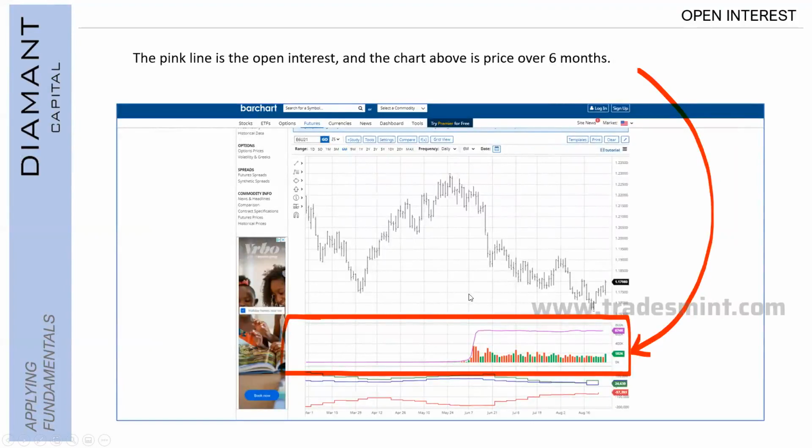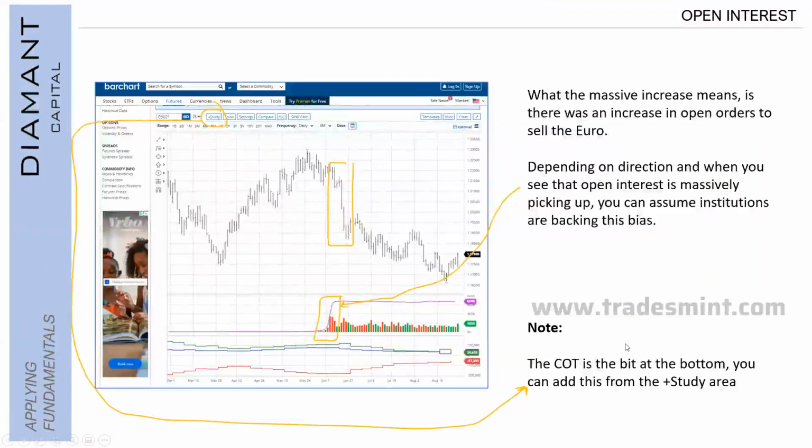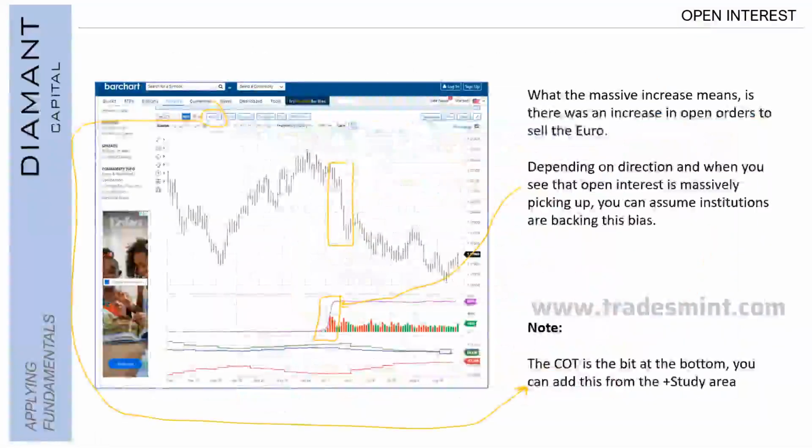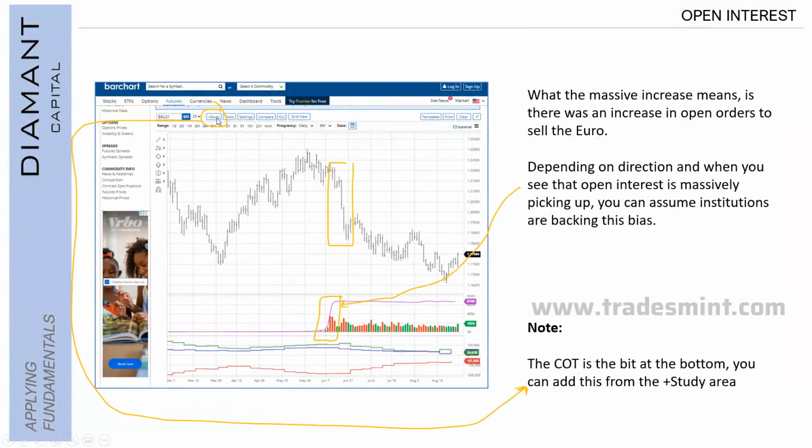What you've got to do is go to the study area right here, add in open interest, and that will come up. The open interest line is that pink line. At the bottom over here, we've got the COT data. So remember how we had all of this in number form? You can have it in a graphic form right here. The way to do that is you press that plus study sign, then type in commitment of traders, and that will come up right there.